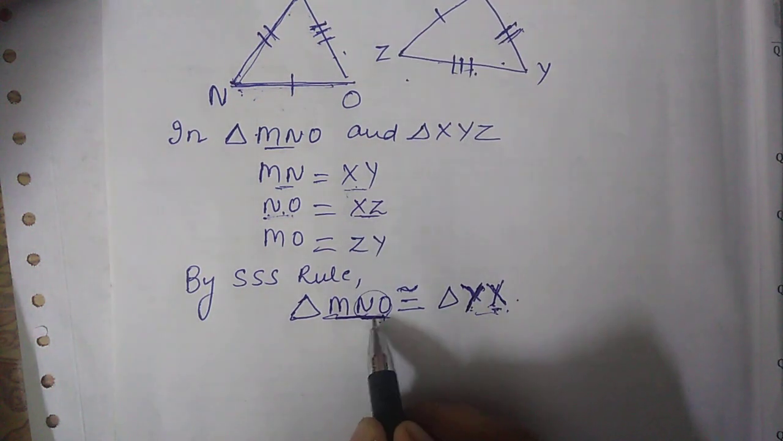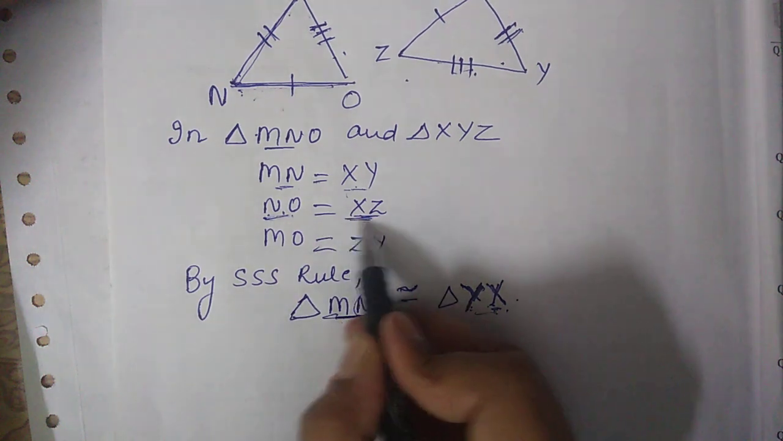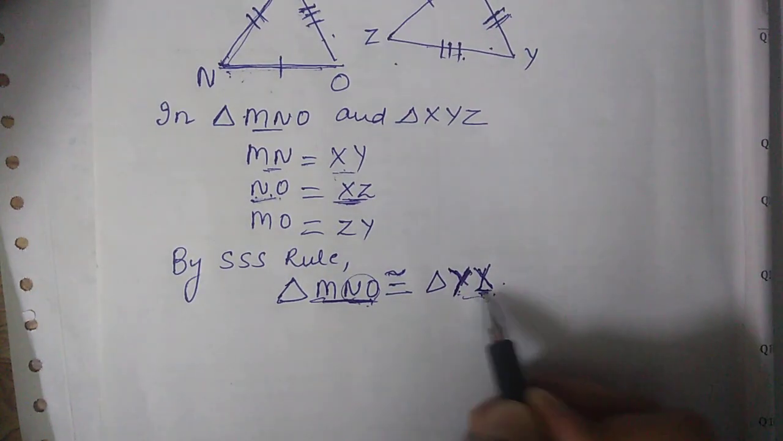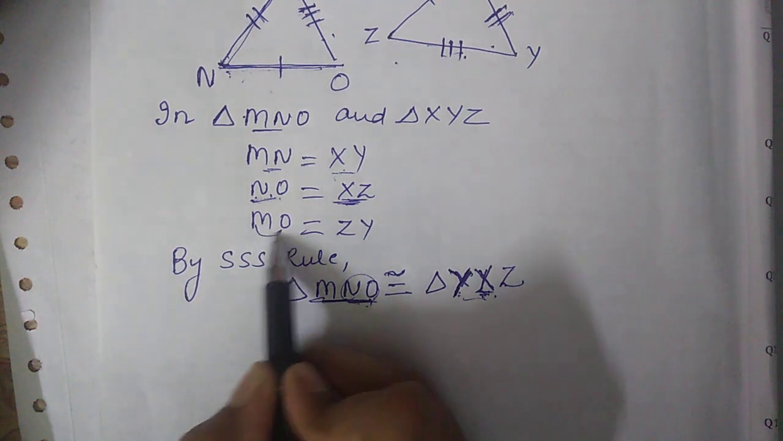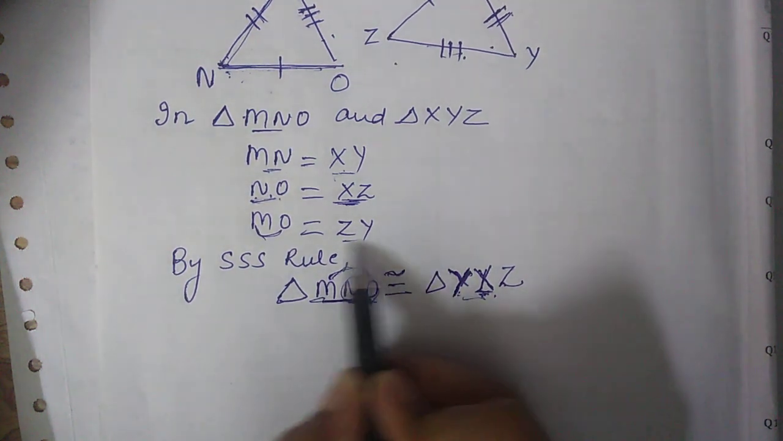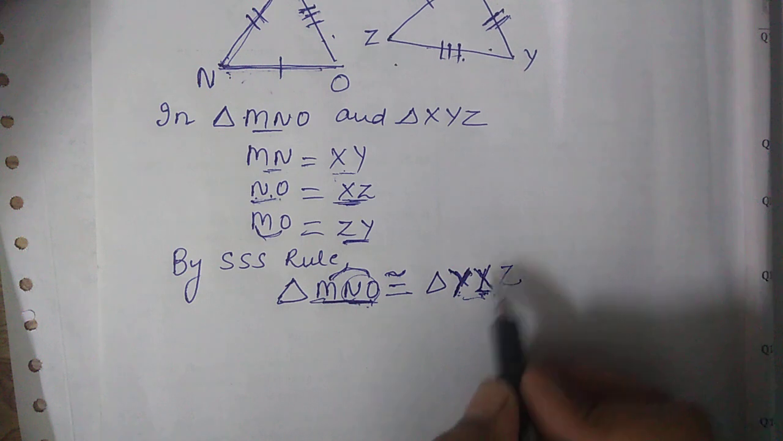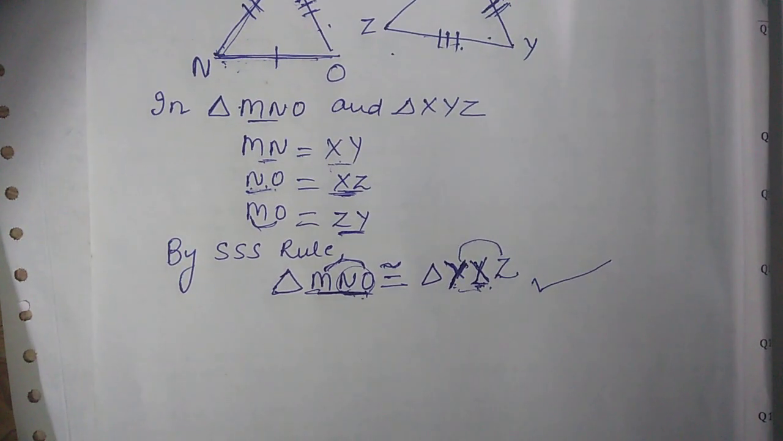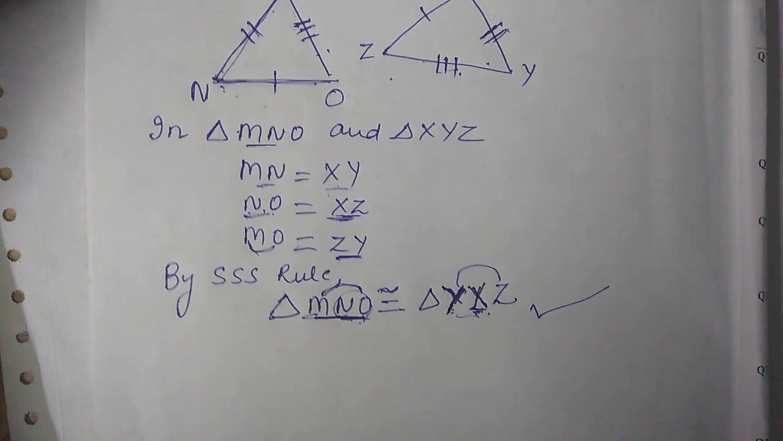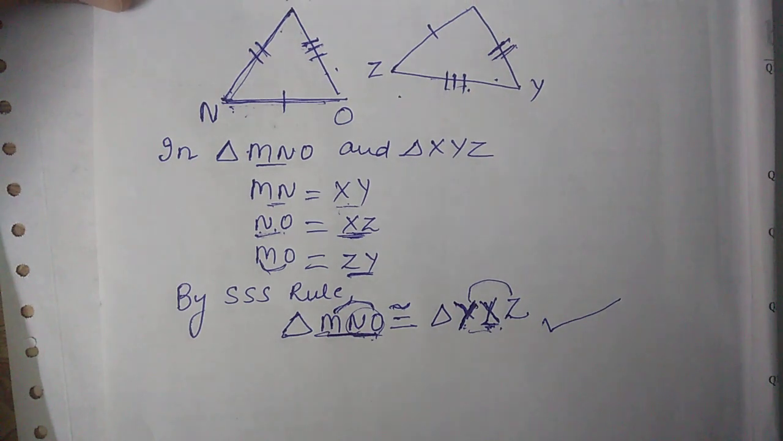Now compare NO. NO is equal to XZ. So X is already here, I will write Z. Now let us check the third side, MO. This is MO, so it should correspond to ZY. Here it is. So this is the correct symbolic form. Okay, so the naming of the triangles according to the SSS rule, I hope it is clear to you.